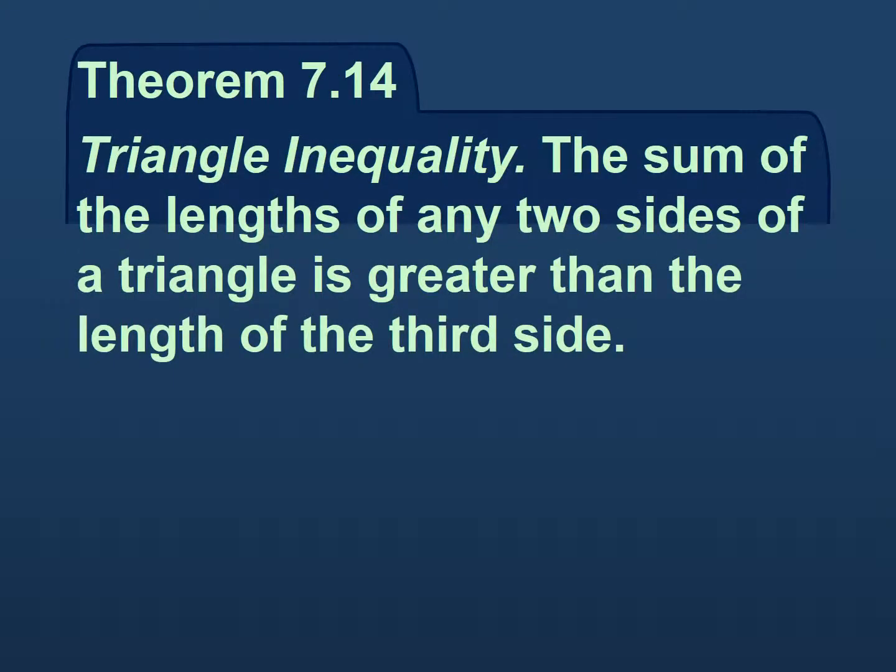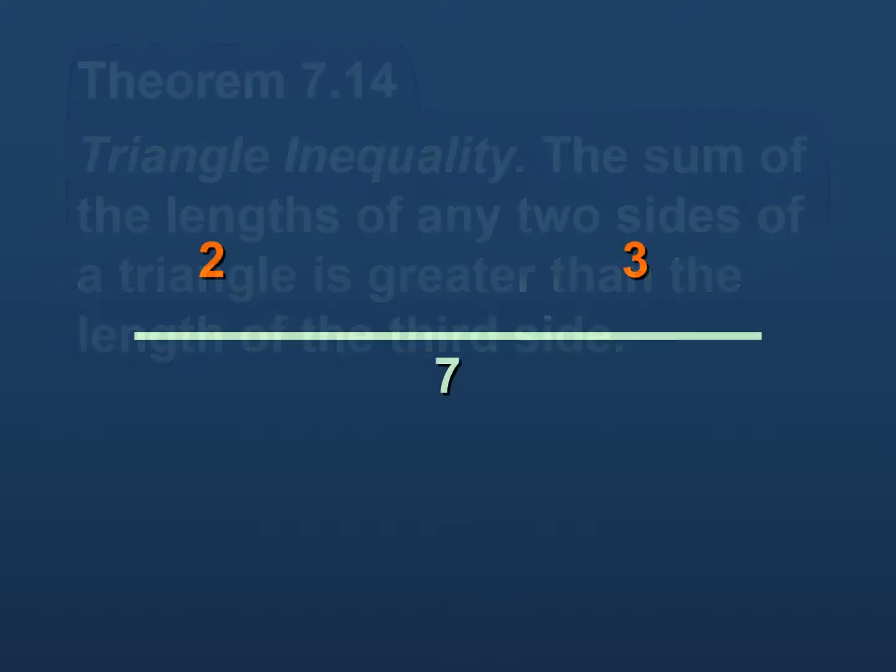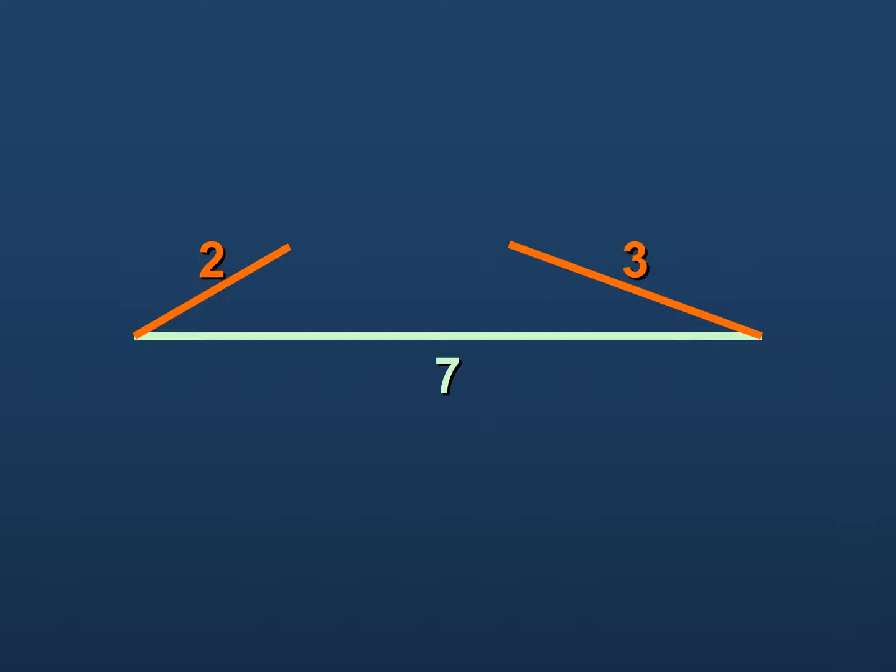Okay, so our big theorem that we're working with is the triangle inequality theorem. It says the sum of the lengths of any two sides is greater than the length of the third side. So for example, here we have two lengths, 2 and 3. They're not greater than 7, which means this is impossible. You can't make a triangle like this. No matter how you move those segments around, you're not going to be able to form a triangle, because you're missing some length.